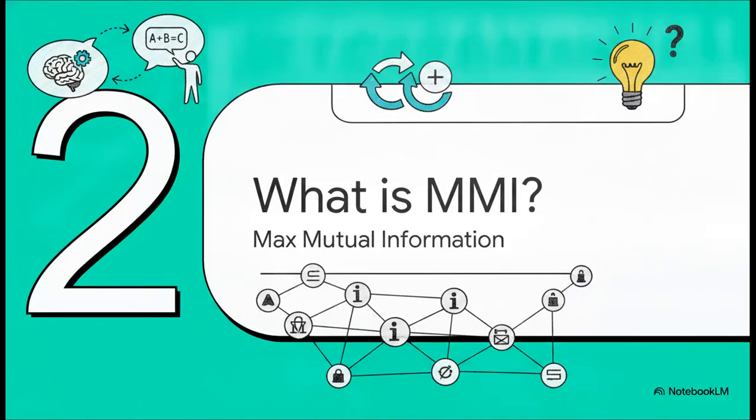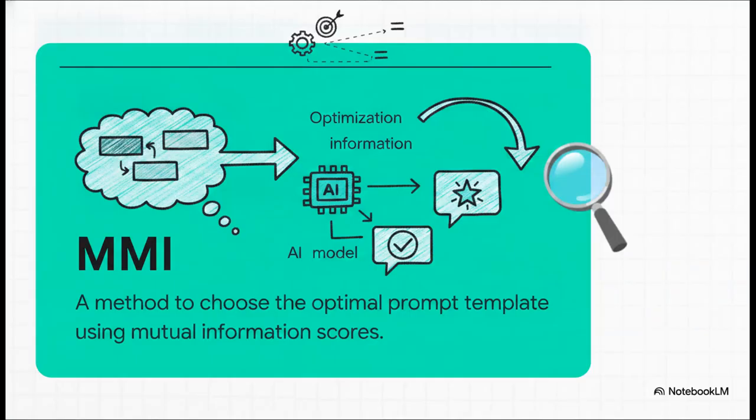What exactly is MMI? Okay, let's dive into this. Max Mutual Information, or MMI for short, is a method used to choose the optimal prompt template by maximizing the mutual information score between the template and the AI output. Think of this like a definitive compatibility score for your prompts. When you brainstorm a bunch of different ways to ask the AI a question, MMI is the vehicle that mathematically determines which one of those variations perfectly aligns with the model to get you the exact result you need. It essentially scores how well your input maps to the desired output.